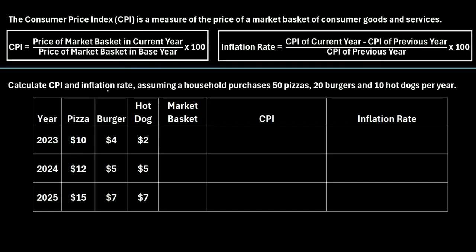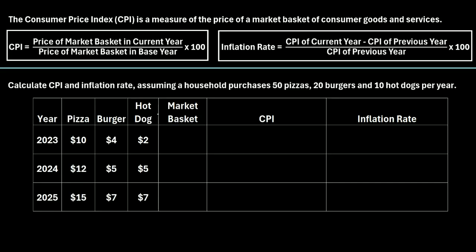This says calculate CPI and inflation rate assuming a household purchases 50 pizzas, 20 burgers, and 10 hot dogs per year. So in this table we have 3 different years, and we have the prices for 3 particular goods: pizza, burger, and hot dog. Now, in the real world, when we calculate CPI, we include things like housing, transportation, utilities, the price of food. But just to provide a simple example, we're going to assume that this economy only has 3 goods that consumers could actually purchase.